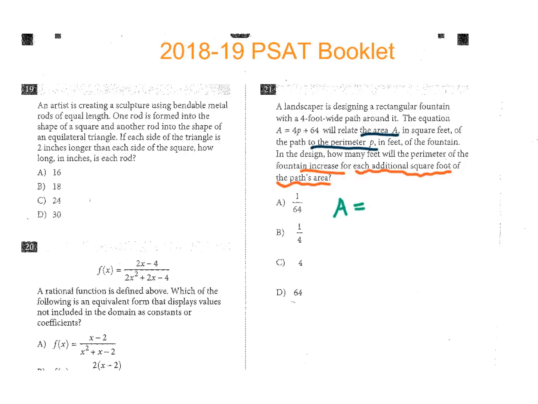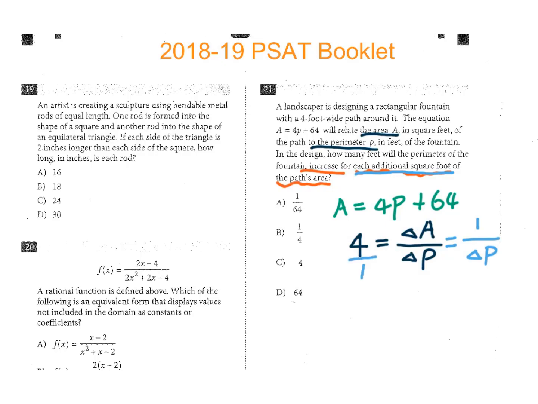You have A equals 4P plus 64, which means slope 4 equals the difference of area over the difference of perimeter. We already know that each additional square foot means the difference of area is 1. Then we're looking for the difference of perimeter. So we put it over 1, cross multiply. You will get the difference of perimeter equals 1 over 4. Therefore, B is the solution.